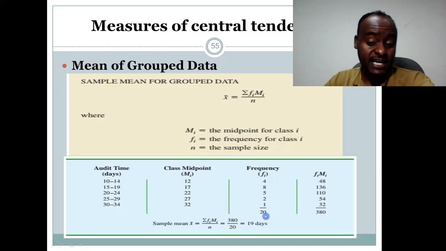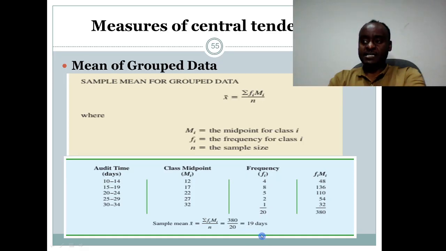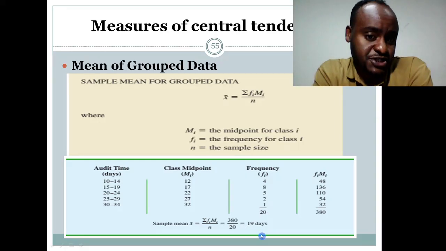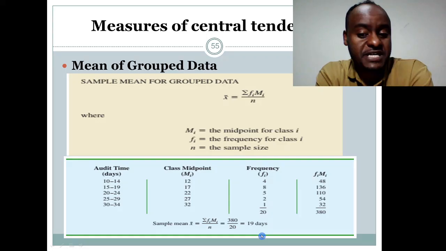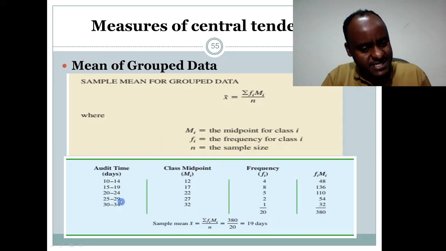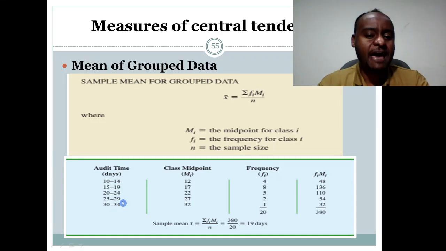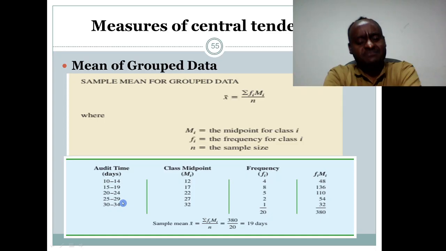n is 20 here. The number of observations is 20. It is given, or if you want, the summation of frequency actually gives you the number of observations. So the sample is summarized at 19. Therefore, the average or the mean for this group data is 19. You see, we represent this data by a single value, and we call it the mean of group data. So that's very simple, isn't it?